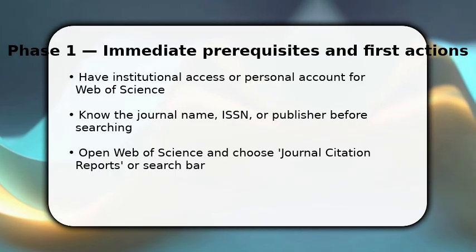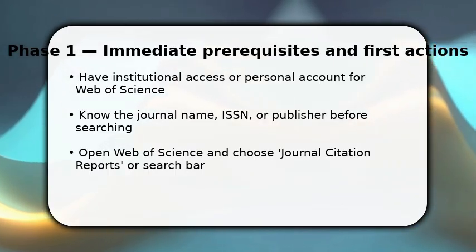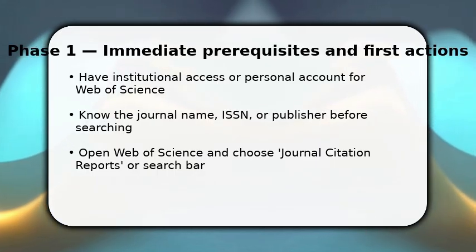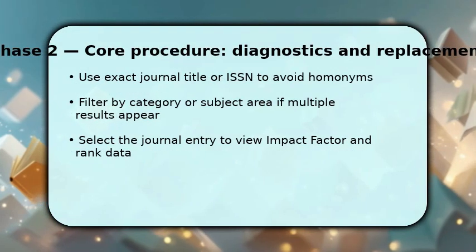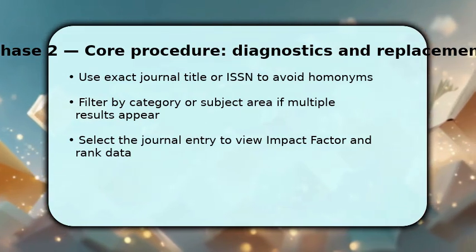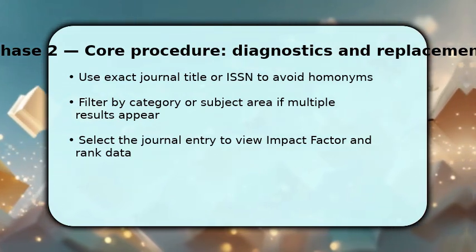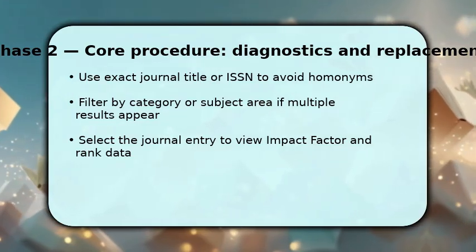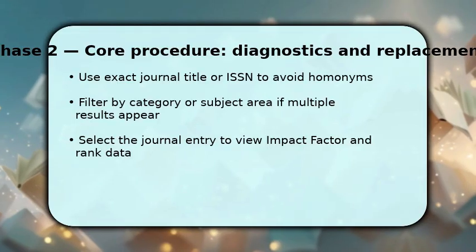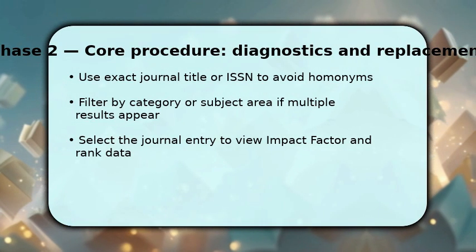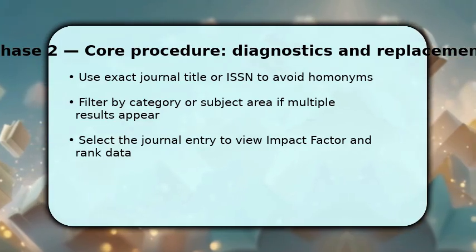Make sure to pick the correct year for the metrics, because quartiles change annually. Select the latest complete year to get the current quartile. You enter the exact journal title or ISSN into Journal Citation Reports and press search. This reduces ambiguous matches. If several journals appear, use the subject category filter to narrow results, because quartiles are category specific. Once you select the correct journal record, inspect the metrics table.